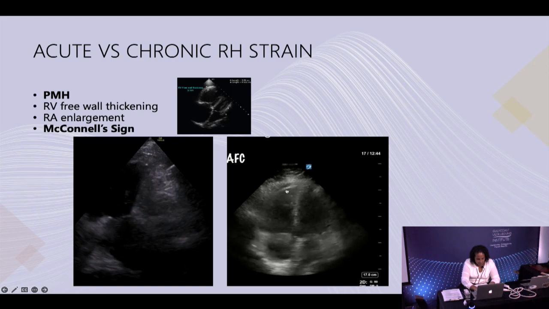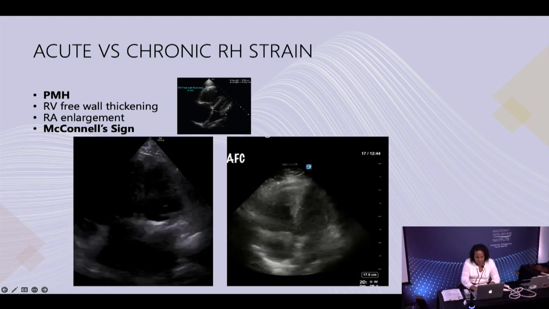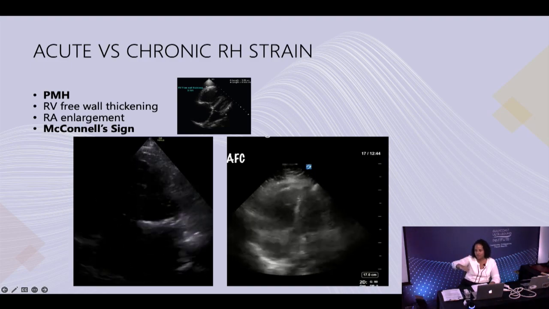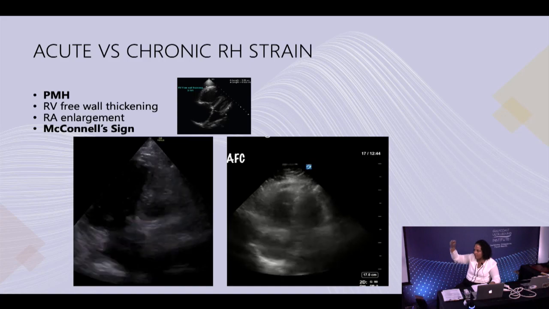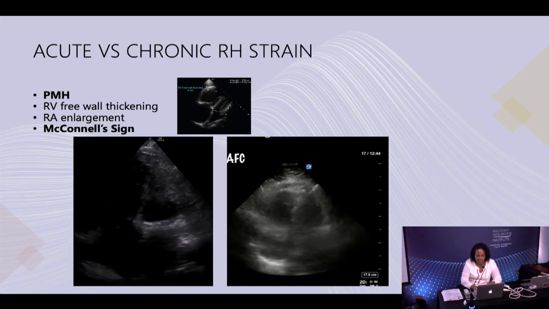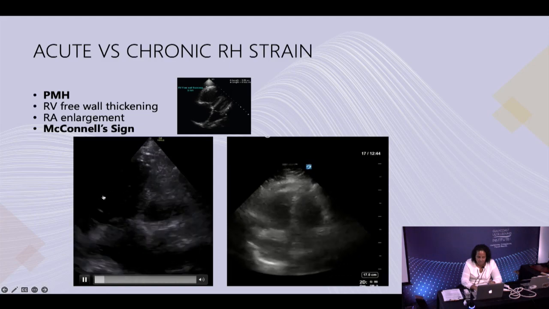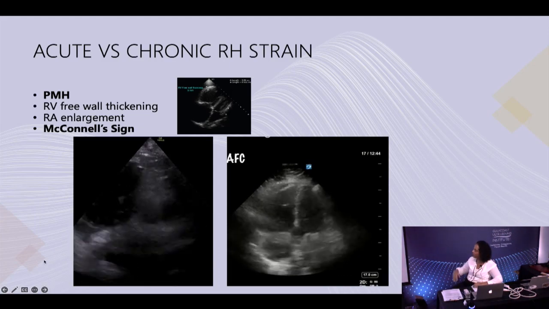Oh, where did my cursor go? Right here, we concentrate on the apex. You're going to see that it looks like a little trampoline. You see it going in and out, going in and out. That's what we call the McConnell sign, where we have the apex motion of a trampoline, but the free wall is actually akinetic. As compared to our patient, we're not really seeing that motion. All we're seeing is the right ventricle contracting. We don't see that trampoline motion.